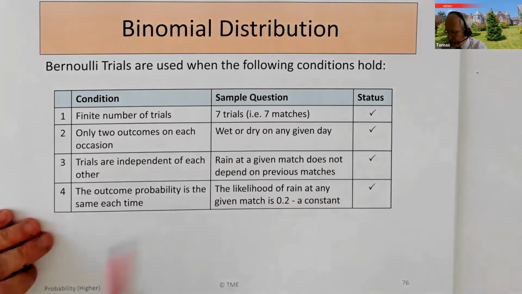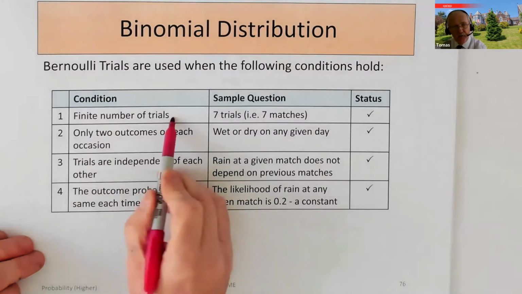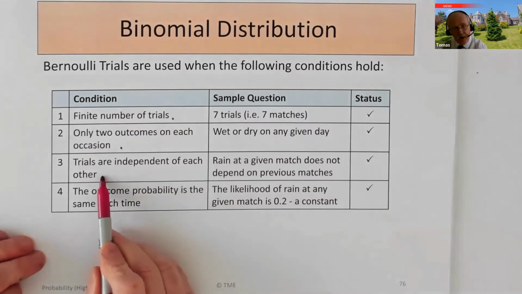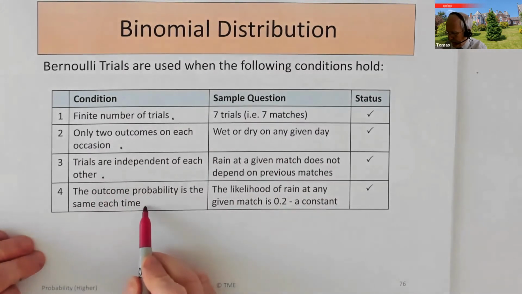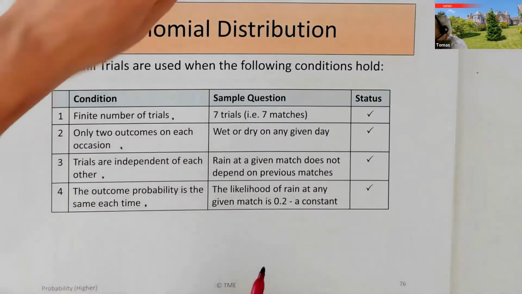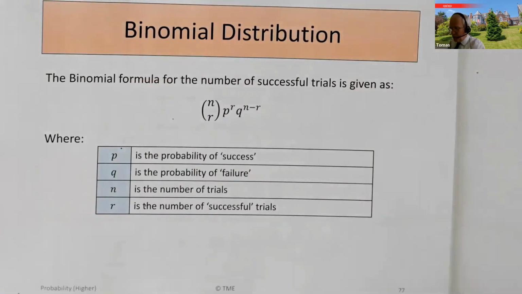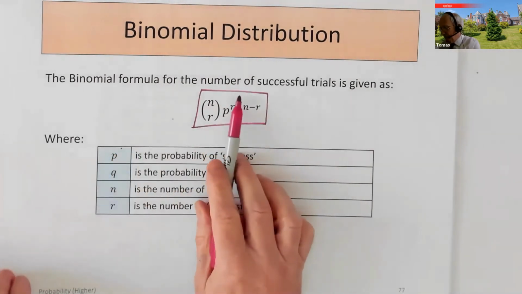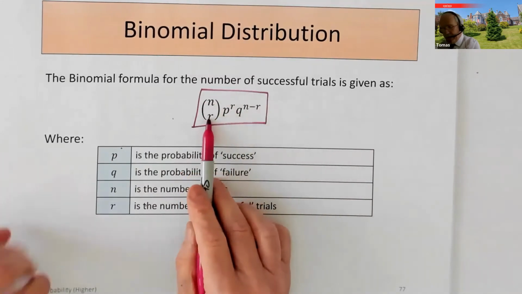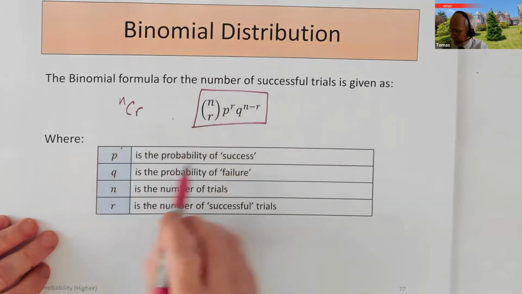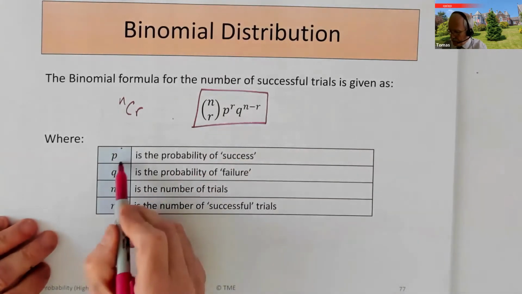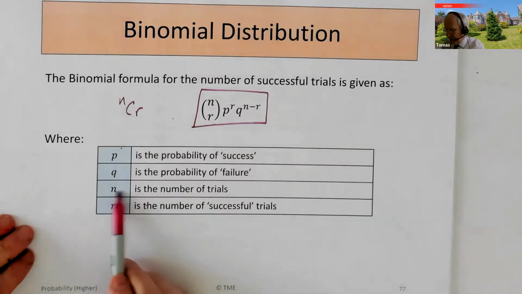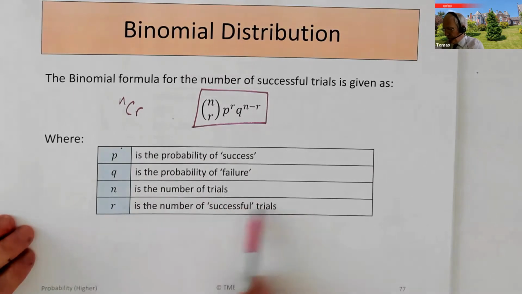So for the binomial distribution, you must have the following. You must have a set number of trials. There can only be 2 outcomes, one or the other, and trials must be independent of each other. And the probability of the outcome is the same each time. So all of those things must happen for a binomial distribution. And there's this lovely formula here. The binomial formula for a number of successful trials is given by nCr, p to the r, q to the n minus r, where p is the probability of success and q is the probability of failure or not success, and n is the number of trials and r is the number of successful trials.